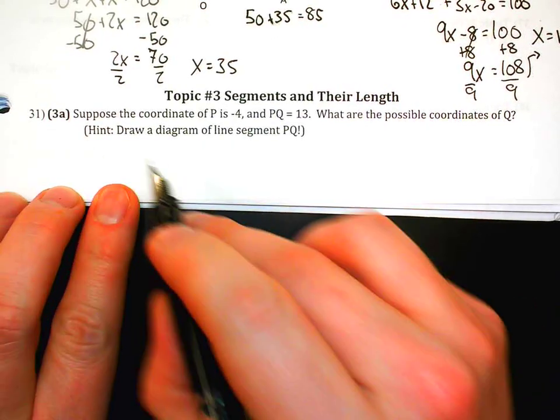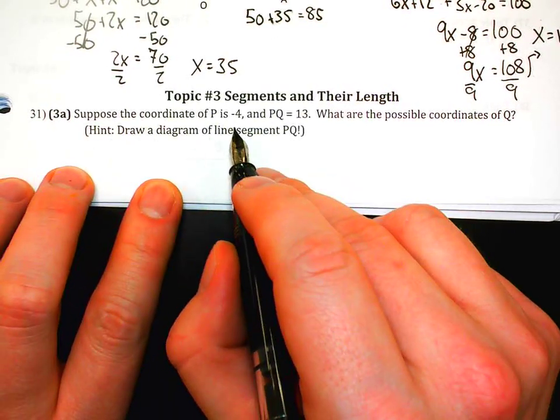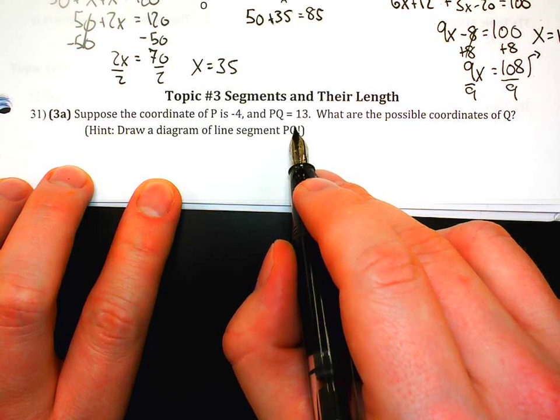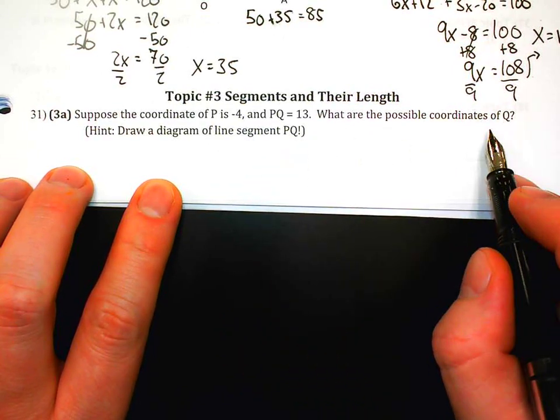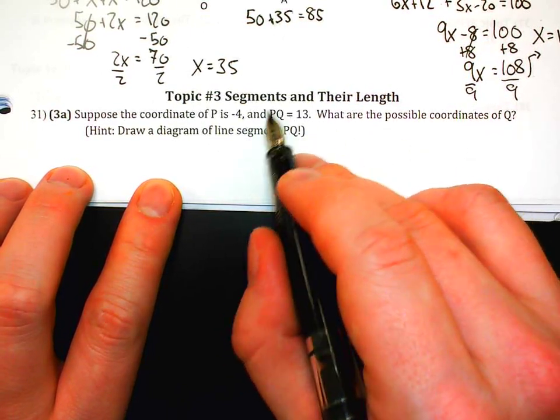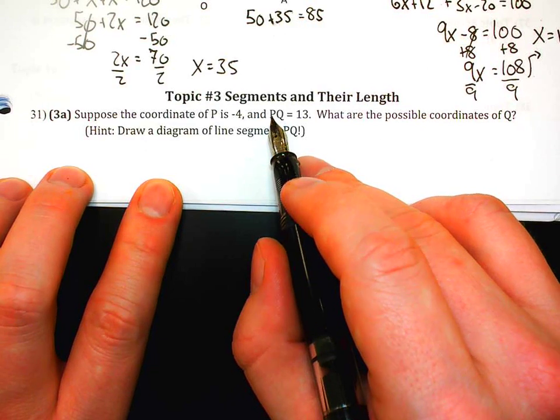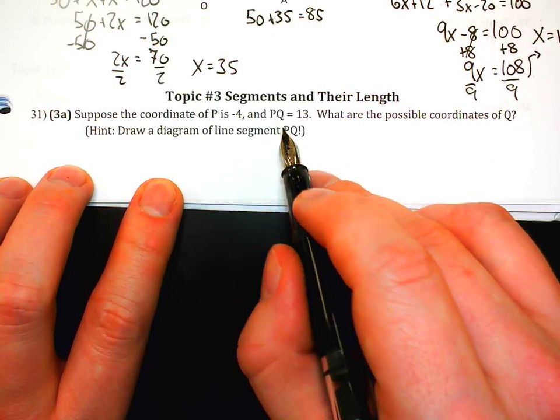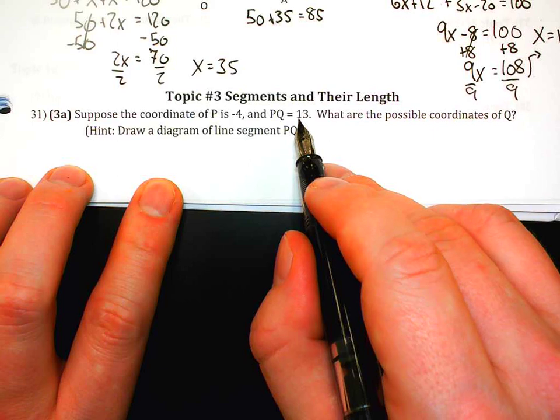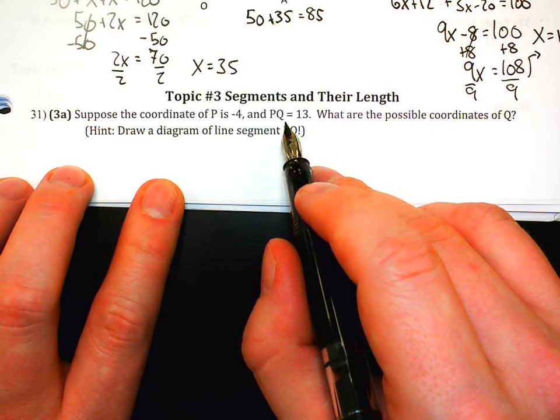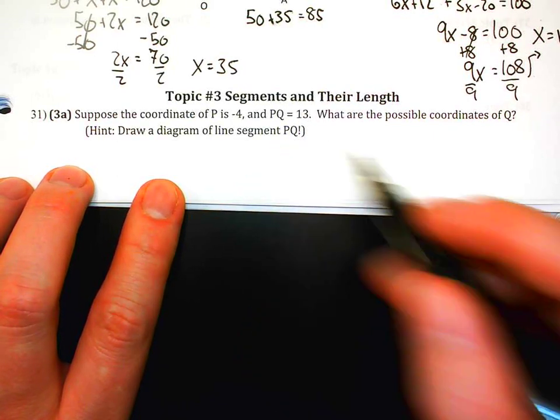For 31, we have: suppose the coordinate of P is -4 and PQ equals 13. What are the possible coordinates of Q? When we write two letters next to each other without a symbol on top of them, like ray or segment, what that means is, what is the distance from P to Q, or the length of segment PQ?